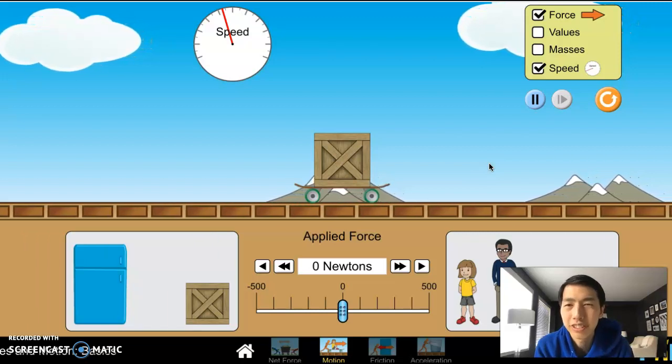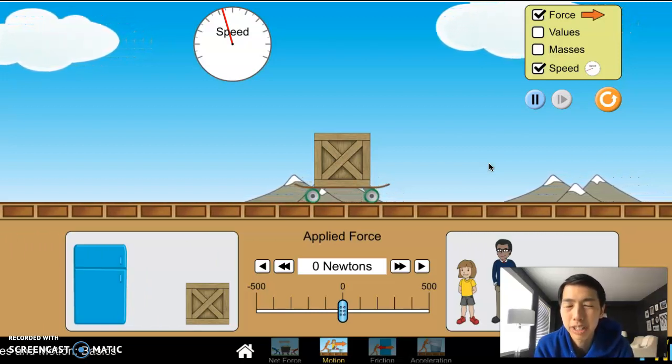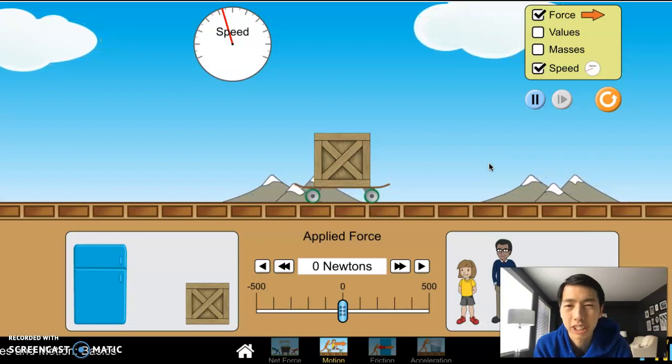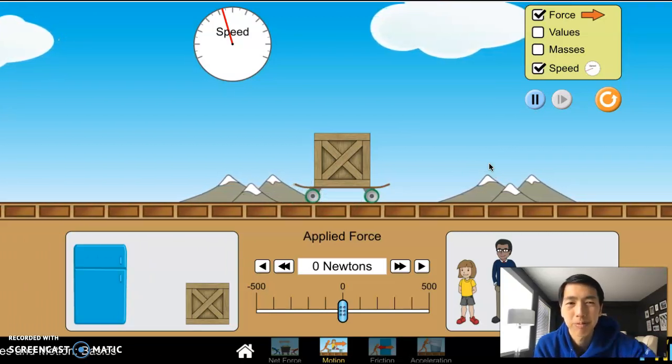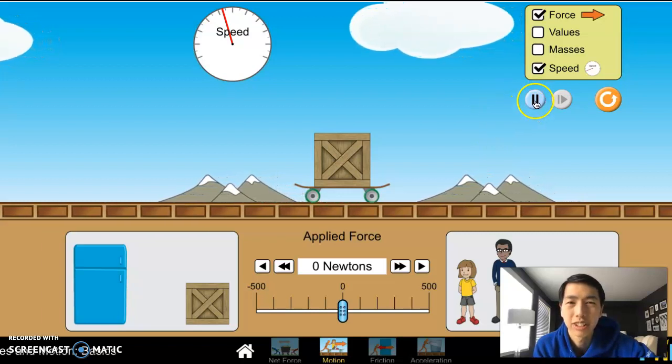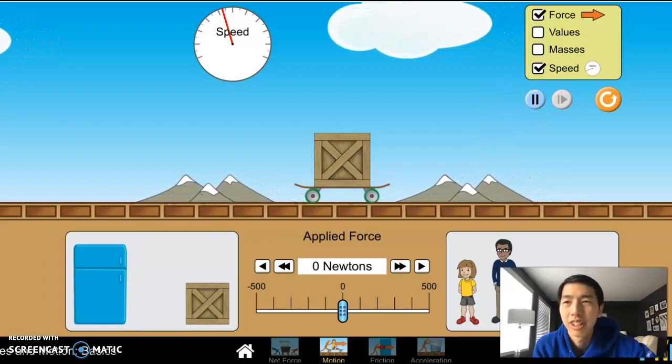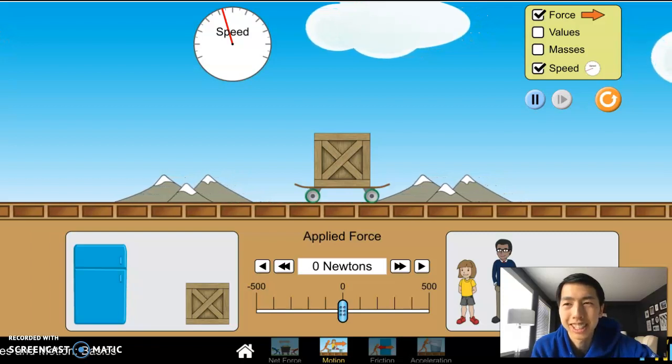And that's the gist of it. Balanced forces means it moves at constant velocity, no acceleration. Unbalanced forces means it will accelerate. That's Newton's first law. All right, in the next video we'll talk about the second law.